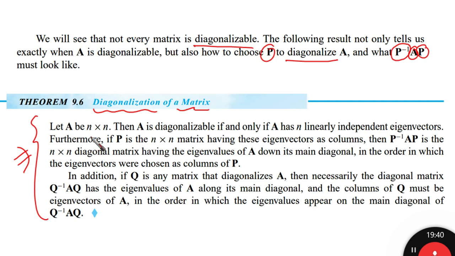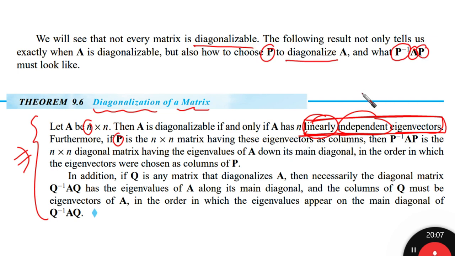Let A be an n by n matrix. Then A is diagonalizable if and only if A has n linearly independent eigenvectors. Furthermore, if P... so this is number one: we have n linearly independent eigenvectors. This is a condition that we should take care of. They are linearly independent. What is the meaning of linearly independent?